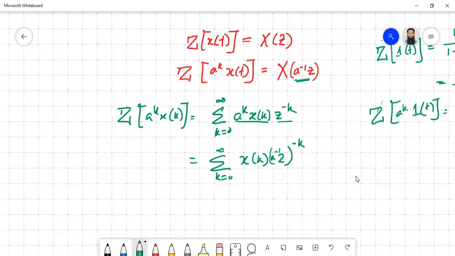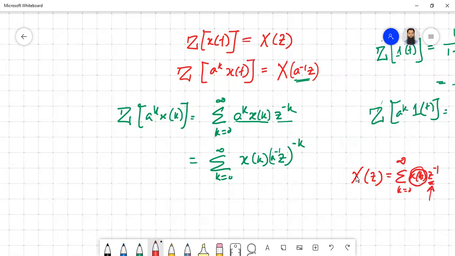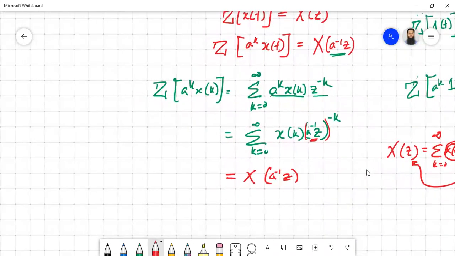Is it okay? By definition, the Z transformation X(z) is the summation of k equal to 0 to infinity of x(k) z to the power minus k. Wherever here you don't have any z, only you have z here. So that z goes inside the function. Similarly, whatever the parameter is, which is the base of your z to the power minus k, that thing will go into your function. So you get X of a to the power minus 1 z. They have taken this example, that is why you have a response like that.